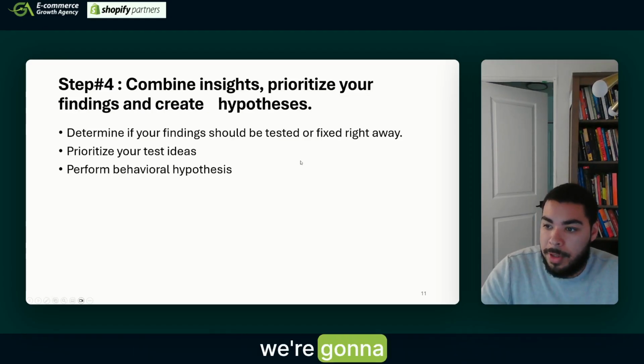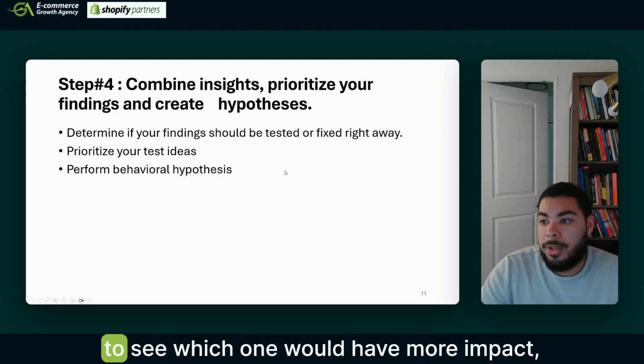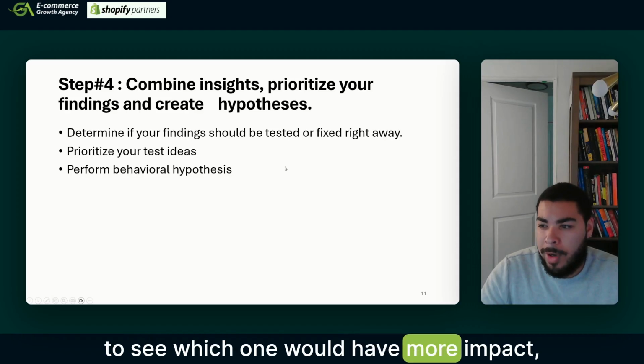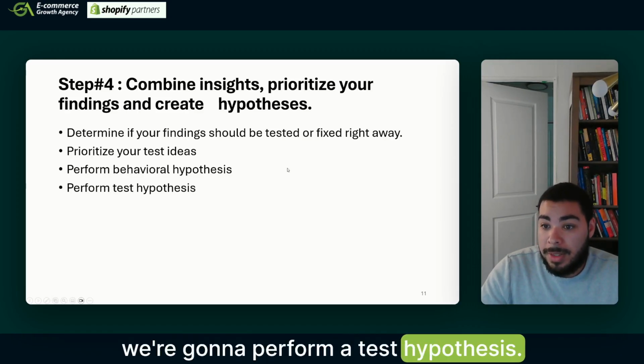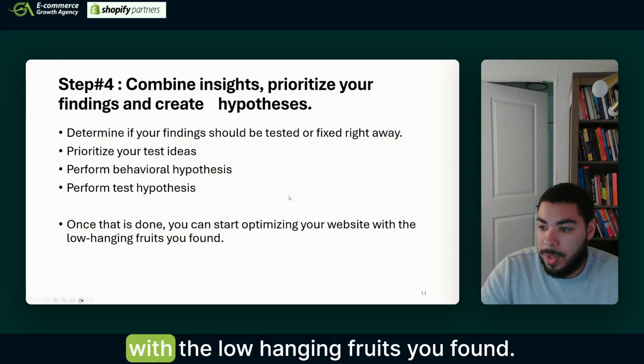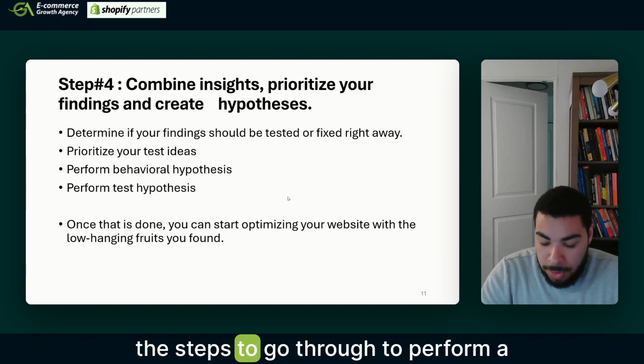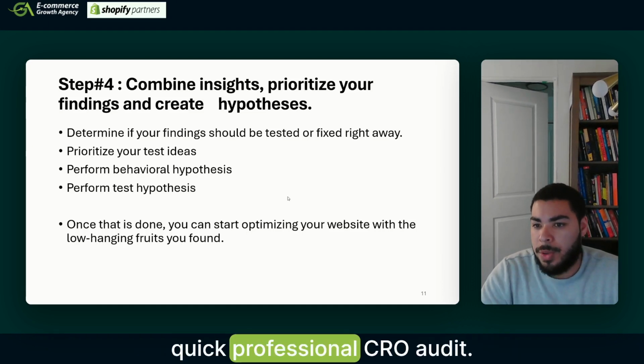You know what I mean? So we're going to perform behavioral hypothesis to see which one would have more impact. We're going to perform a test hypothesis. And once that is done, you can start optimizing your website with the low-hanging fruits you found. So these are the steps to go through to perform a quick professional CRO audit.